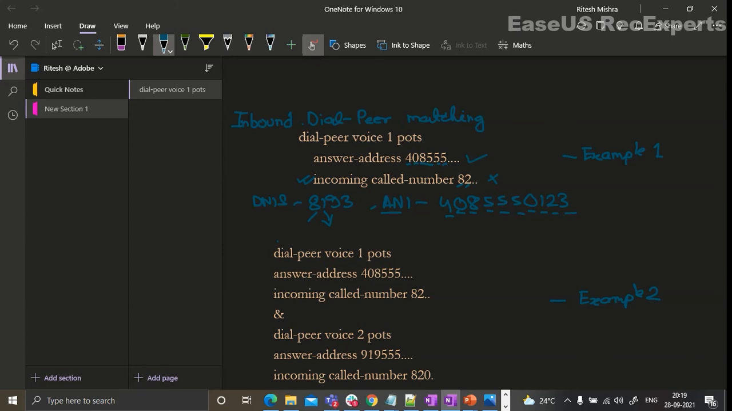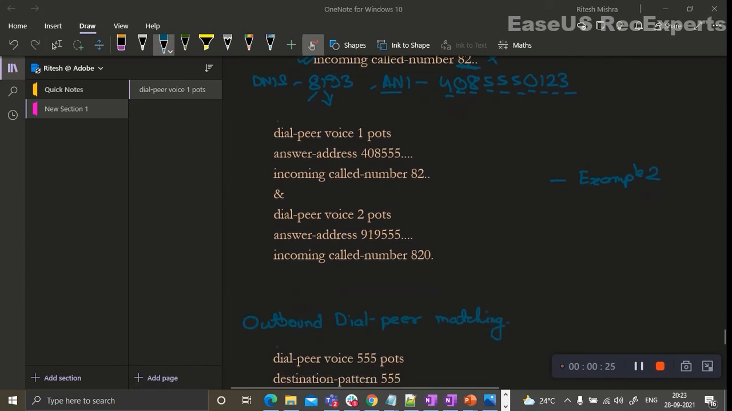The incoming called number command has the highest priority, but the pattern does not match the called number. Our called number was 8193, but the called number in front of the incoming called number command is 82 dot dot, which does not match the DNIS. So dial pair 1 will be selected, but it will be based on the answer address command.